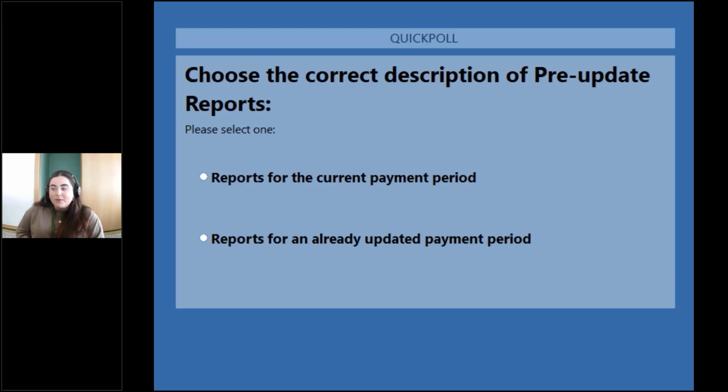I think I need to make these questions harder. Perfect. So choose the correct description of pre-update reports. Are they reports for the current payment period or reports for an already updated payment period? A couple more seconds and I'll close that one as well.